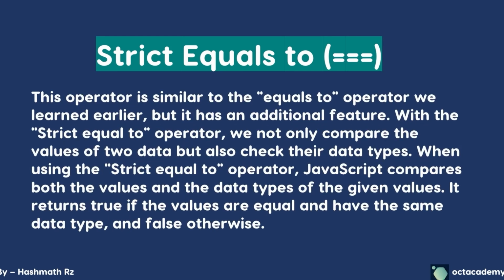With the strict equals to operator, we not only compare the values of two data but also check their data types as well. When using the strict equals to operator, JavaScript compares both the values and the data types of the given values. So this will return true if the values are equal and have the same data type. Otherwise, this will return false. So let's see an example to understand this better.